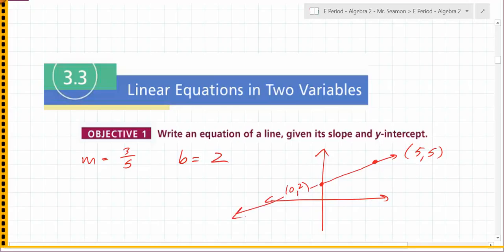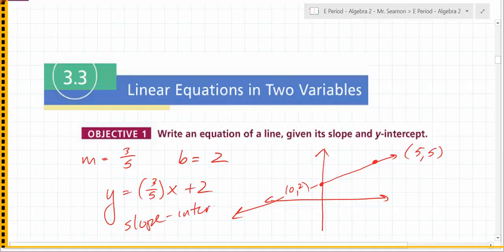Now, if we wanted to write the equation of that line, can anybody tell me what the equation would be? We knew the slope and the y-intercept. Summer, what is it? Correct. And what form is that in? Do you remember what that's called? Yeah, slope-intercept form. Exactly. So that's the first form we're going to talk about today.